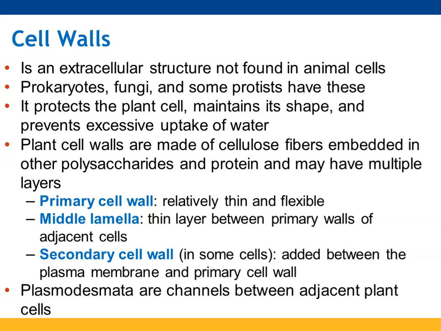You've got a primary cell wall, a middle lamella, and a secondary cell wall. Primary tends to be a little bit thinner and flexible. The middle lamella is a layer between the primary walls of adjacent cells. And then the secondary cell wall is between the plasma membrane and your primary cell wall. And there are channels that can be formed between adjacent plant cells called plasmodesmata, and we'll spend a little bit more time on them later.